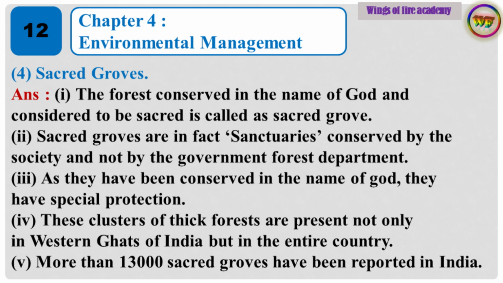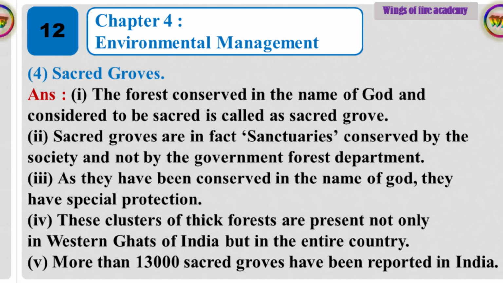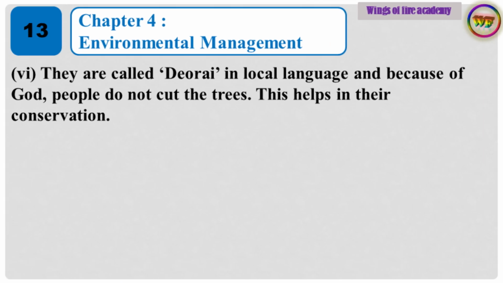Point 4. These clusters of thick forests are present not only in the Western Ghats of India but in the entire country. Point 5. More than 13,000 sacred groves have been reported in India. Point 6. They are called Devrai in the local language, and because of God, people do not cut the trees. This helps in their conservation.